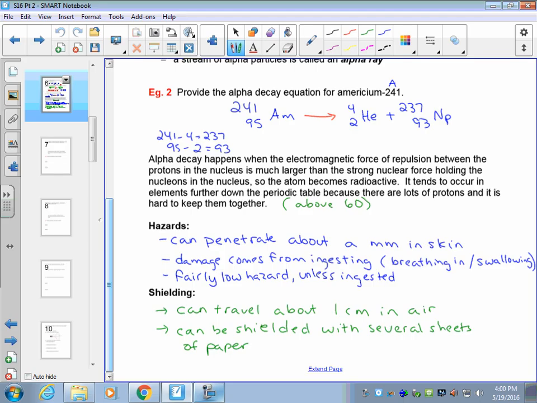I'm going to just be putting the hazards for radioactivity. The hazards are how far they can travel in air. So really this little line here should actually go up here. We won't read too much about it now. We'll just carry on with the other radiation.